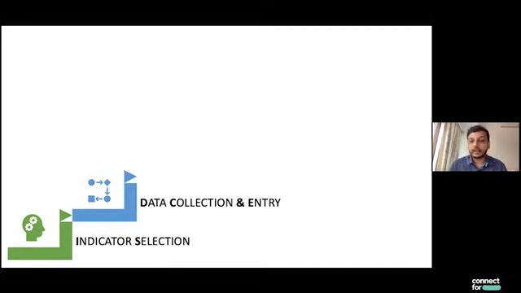So understanding what these indicators are is quite pivotal to the measurement framework. The next is data collection and entry. So you have figured out what indicators you want to collect. You put it out as a data collection form. We call it a data collection format or a data recording sheet, which our field team members are trained on, and they collect that data and enter it on systems.